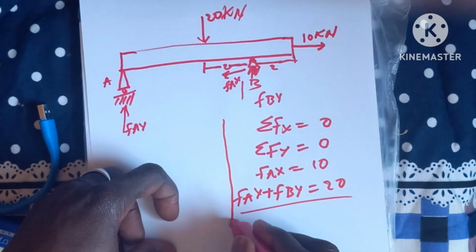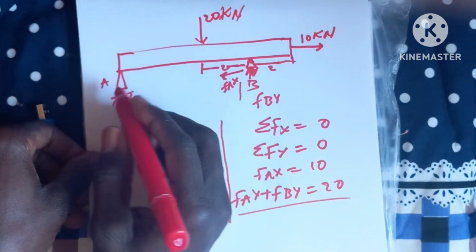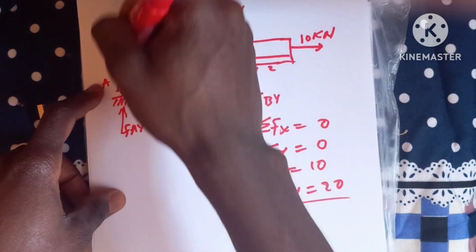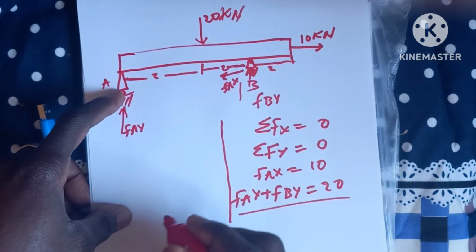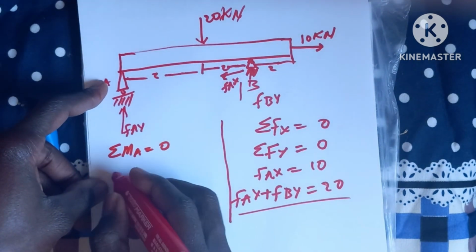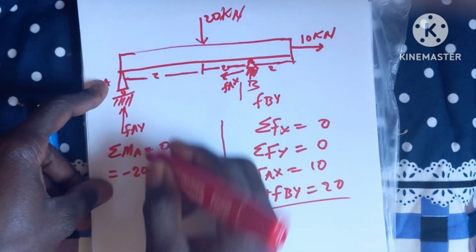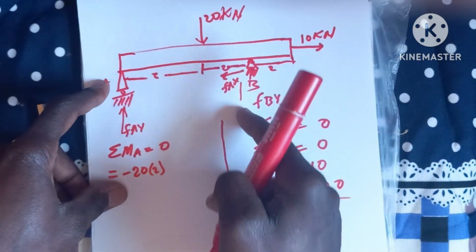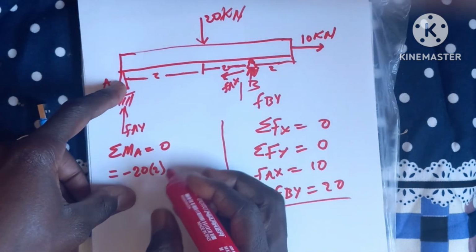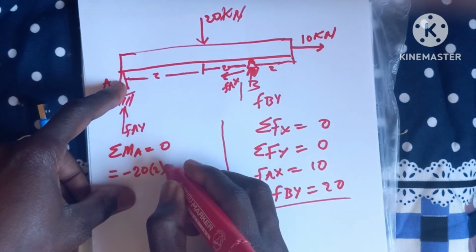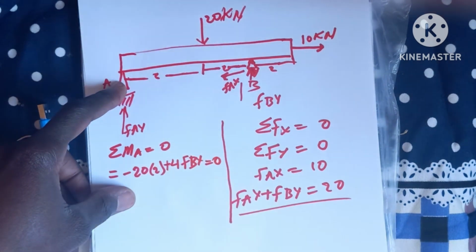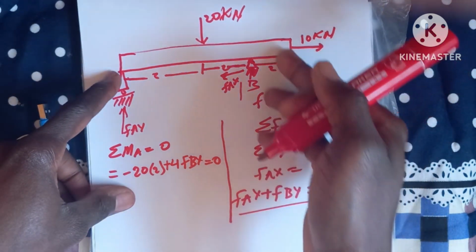So let's take our moment. Taking the moment, again, if the distance from here is 2, this 20 kilonewton force is creating a clockwise rotation, so it's going to be a negative. So we have the sum of the moment about A equal to 0. So it's going to be equal to negative 20 multiplied by 2. There's a force here that is going up, which is going in an anti-clockwise direction, and the distance away from A here is going to be 4. I'm sorry for drawing this beam like this. So it's going to be plus 4 FBY is equal to 0. Right? There's no other vertical force again, so it's equal to 0.